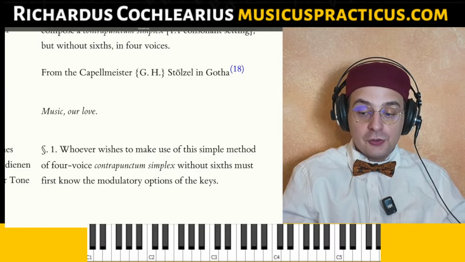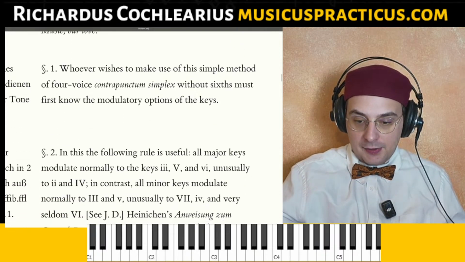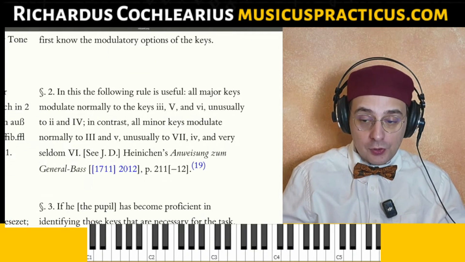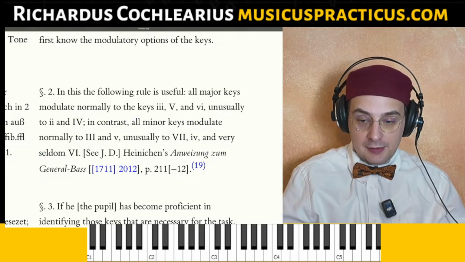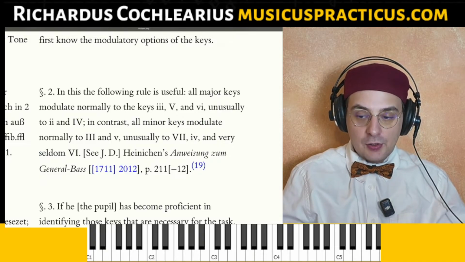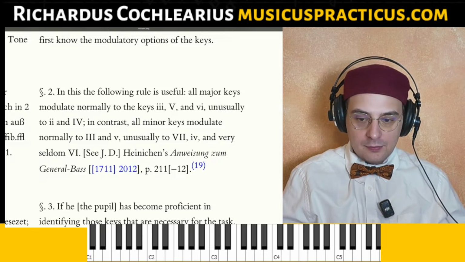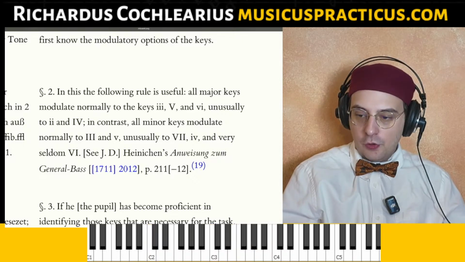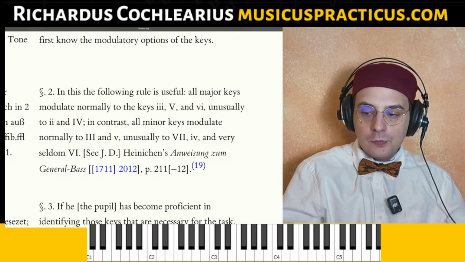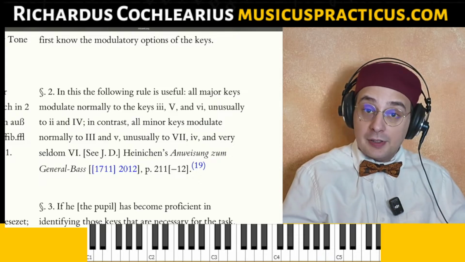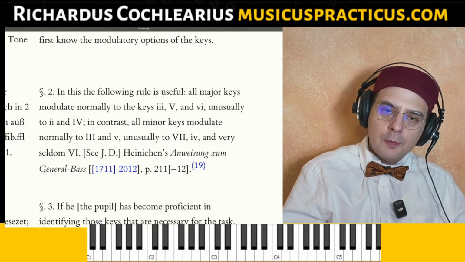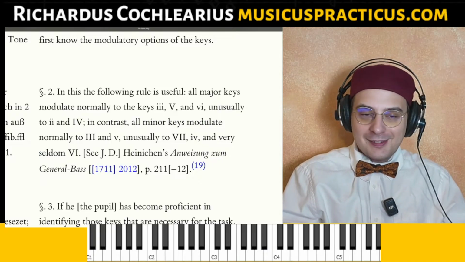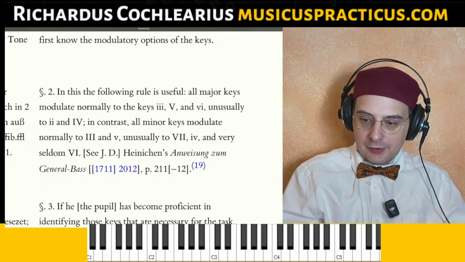first know the modulatory options of the keys. 2. In this, the following rule is useful. All major keys modulate normally to the keys 3, 5, and 6. So basically, for example, let's take C major. In C major, because it's a major key, it normally modulates to the key on the 3rd degree, so E minor, which would be very strange from Walter Piston's point of view, because Walter Piston says that it's not a very interesting key, the 3rd degree.